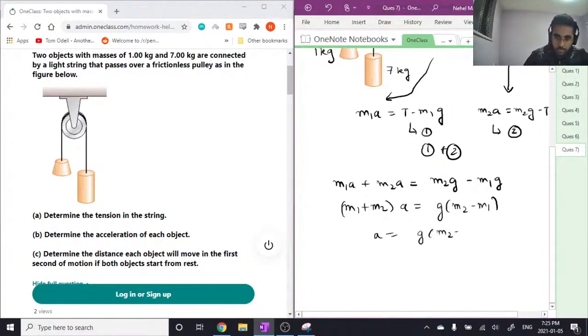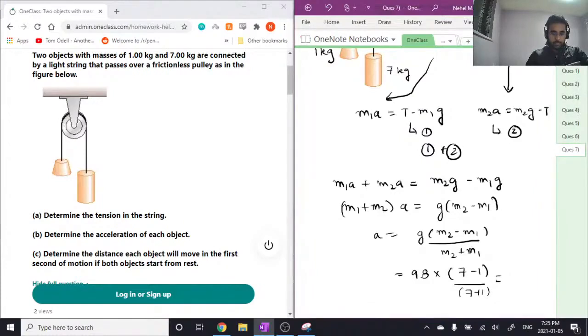So (M1 plus M2)A equals G times (M2 minus M1), and acceleration becomes G times (M2 minus M1) divided by (M2 plus M1), which equals 9.8 times (7 minus 1) over (7 plus 1). So 9.8 times 6 divided by 8. We get 7.35 as the acceleration, so 7.35 meters per second squared.